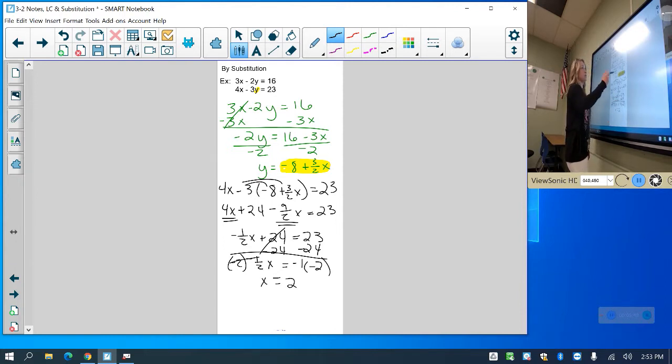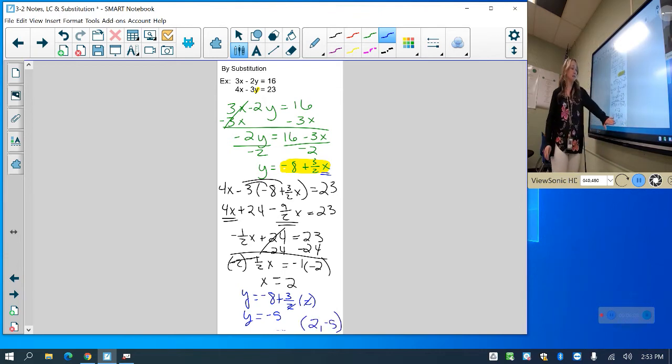Since x equals 2, I'm going to go back and plug it in here so I can find y. So I have y equals negative 8 plus 3 over 2 times 2. My 2's cancel, so I have negative 8 plus 3, which is negative 5. So y is negative 5. My point of intersection is 2, negative 5.